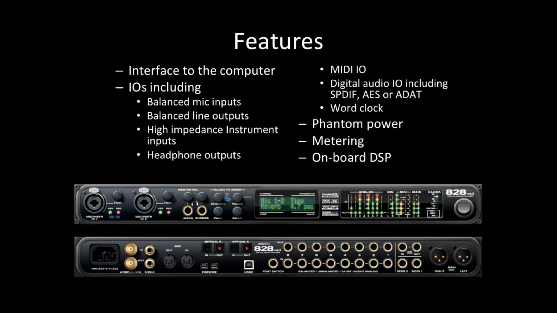We'll quickly look at some of the features offered by audio interfaces, including the interface connection to the computer, the input-output connections, the provision of phantom power for condenser microphones, metering, and onboard DSP, or digital signal processing. The device shown in this screen provides two options to connect to the computer. One is using the USB 2 or Universal Serial Bus interface, and the other is a Firewire connection.